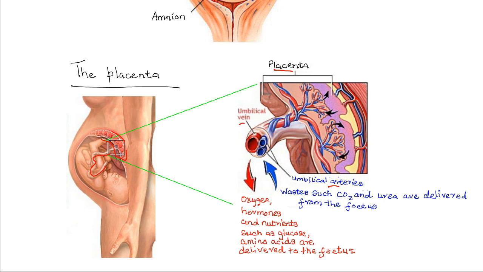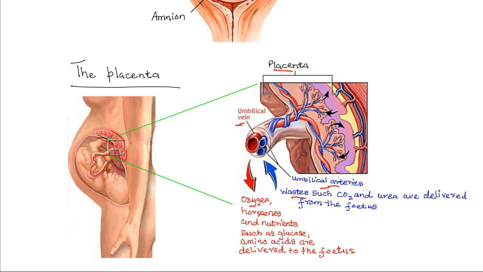The umbilical artery. These umbilical arteries bring blood that has waste such as carbon dioxide and urea from the fetus to the placenta, while the umbilical vein carries blood that is rich in oxygen, hormones, and nutrients such as glucose and amino acids, which are delivered to the fetus.